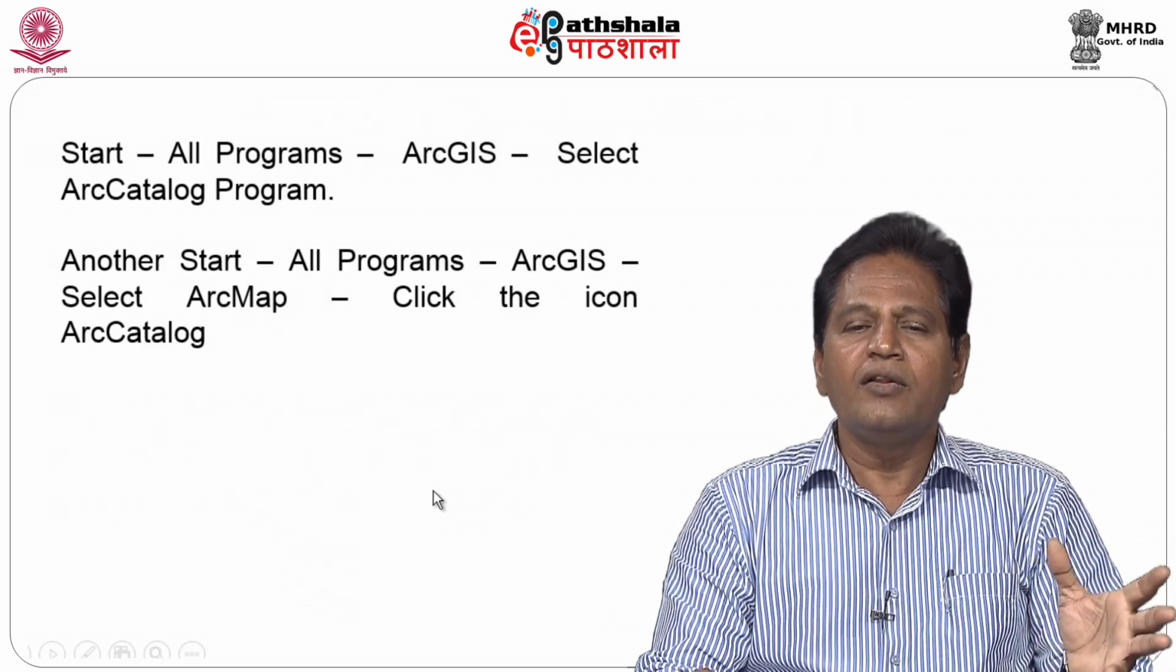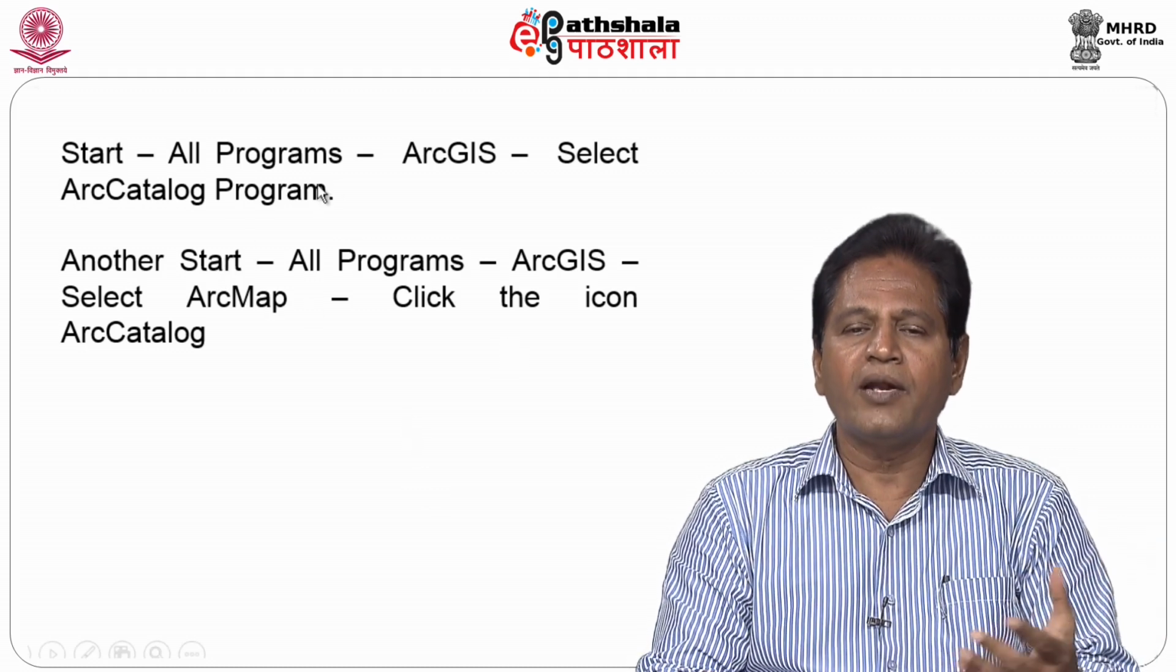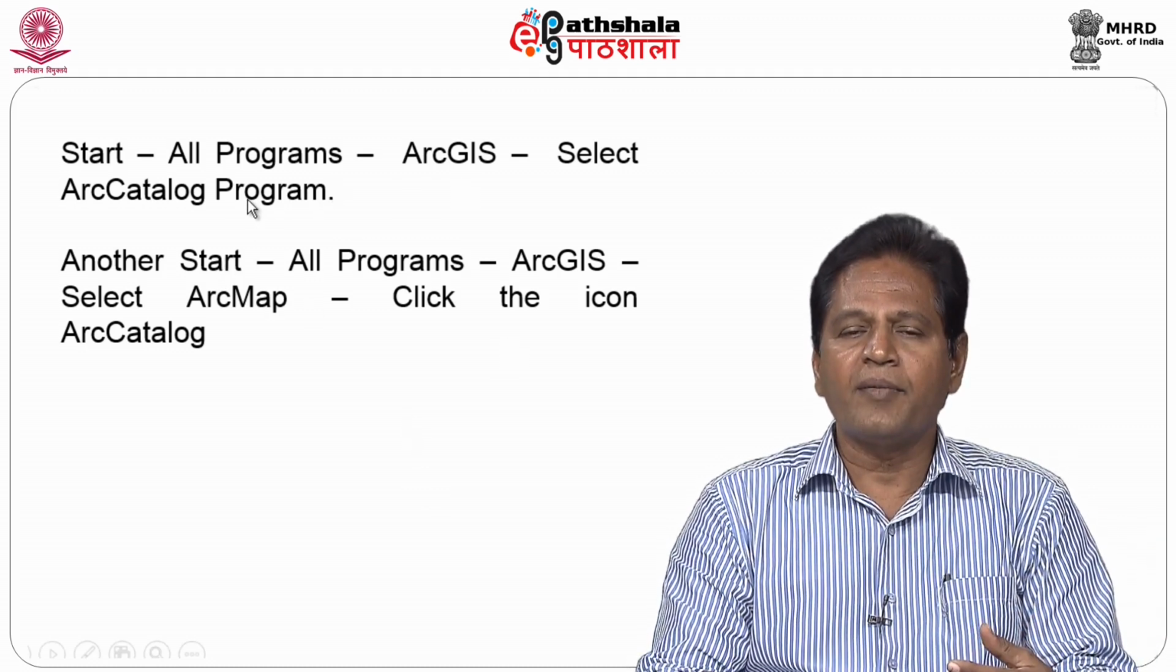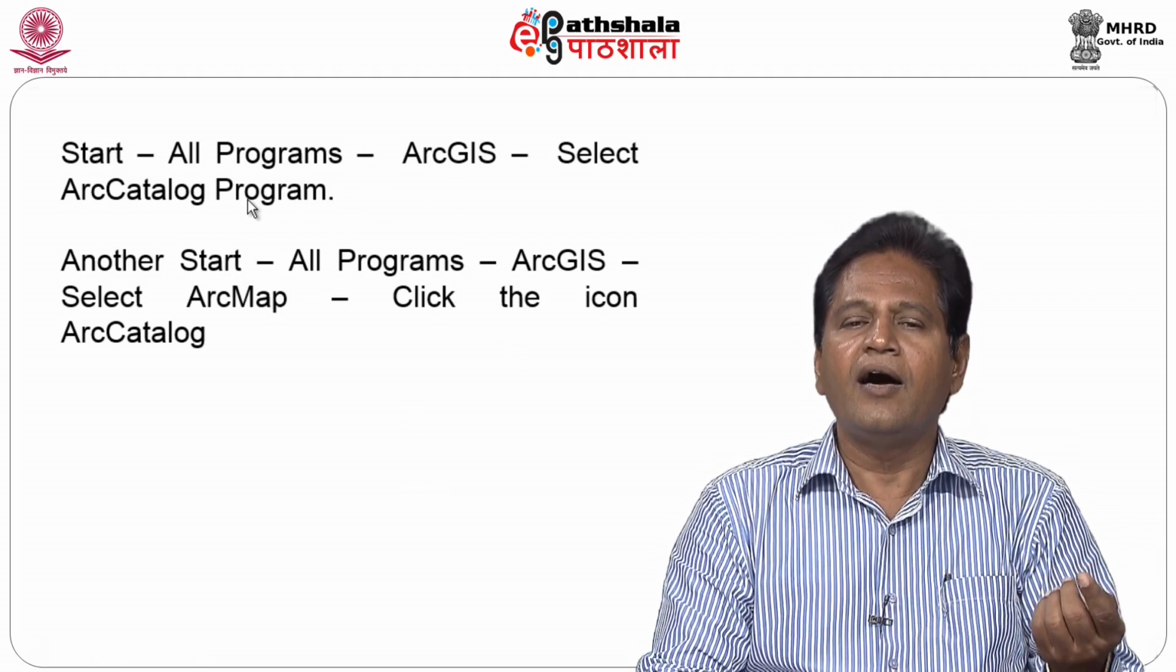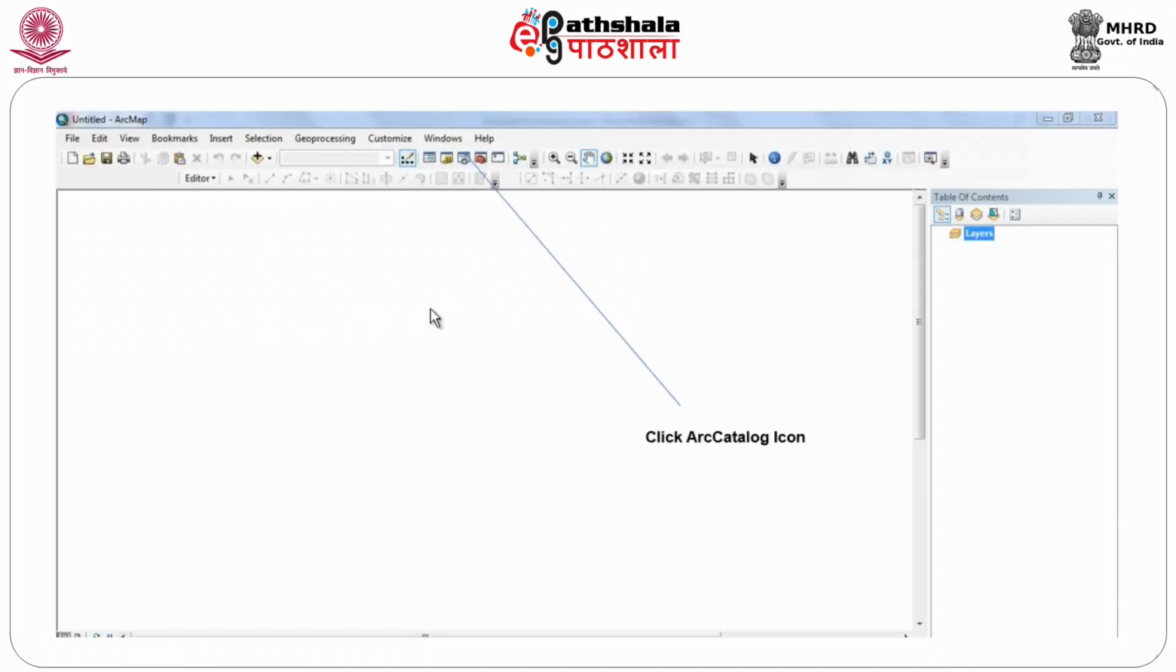Now, as you know, all these things are just a procedure, just to make it easy and convenient. Go to Start, All Programs, ArcGIS, and select the ArcCatalog program, or click ArcCatalog in the ArcGIS software itself. Or, start, all programs, ArcGIS, select ArcMap, click on the icon. So, two methods: one is directly going to all programs and finding the ArcCatalog, or entering through your ArcMap. These are two ways in which you can select the ArcCatalog. So, this is the button, the ArcCatalog is there.